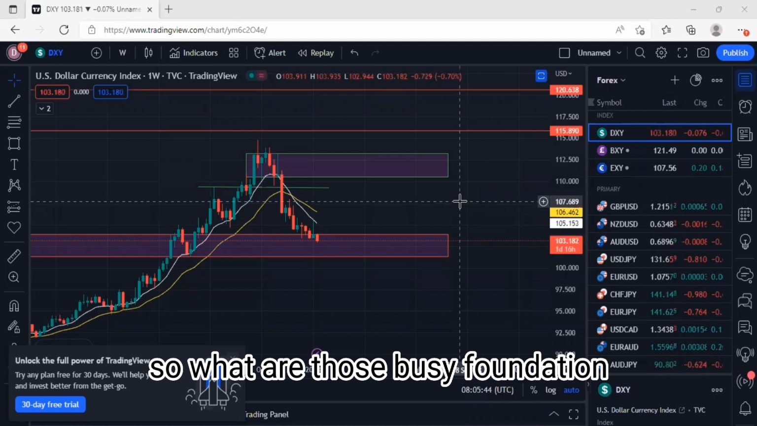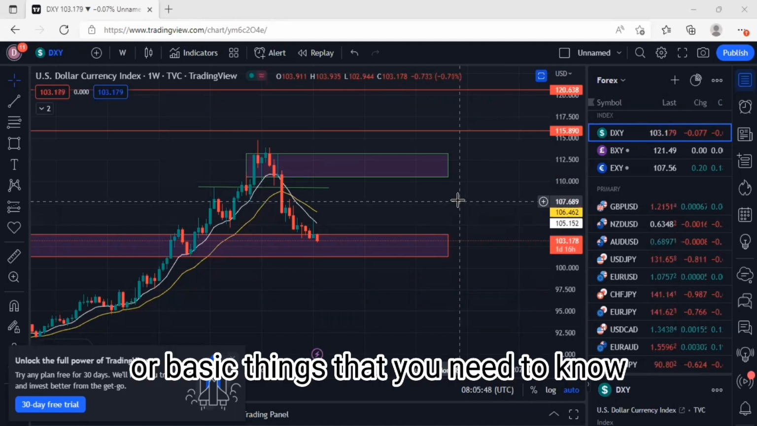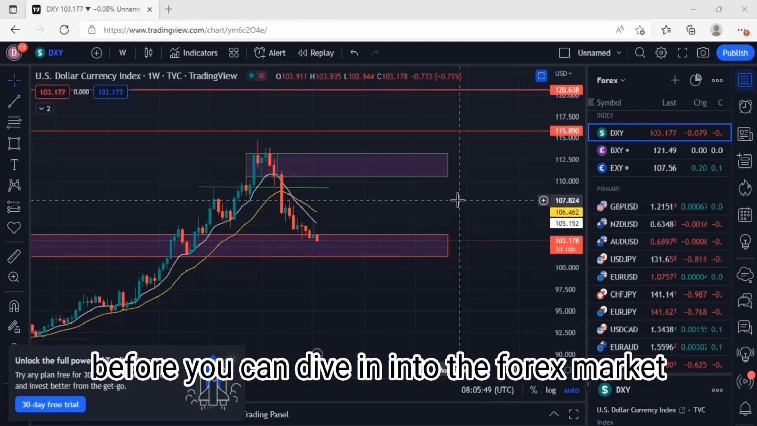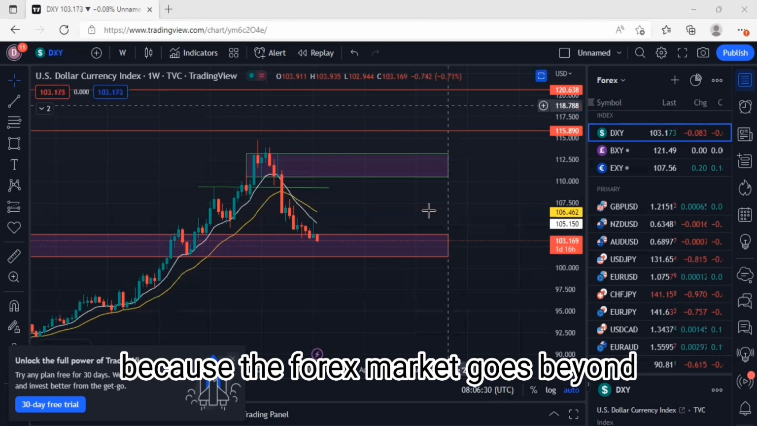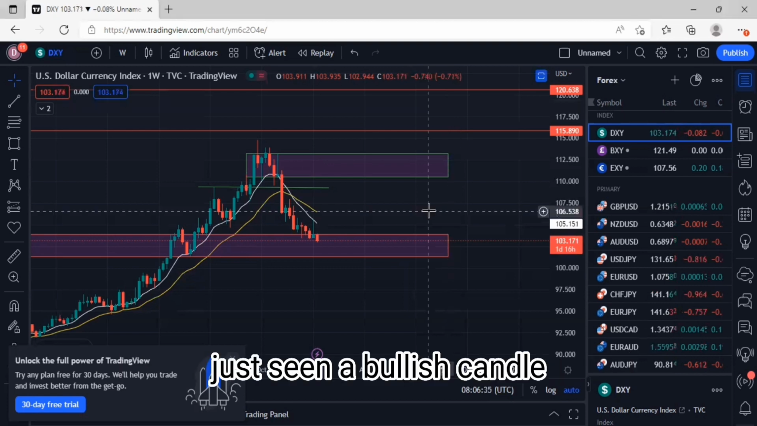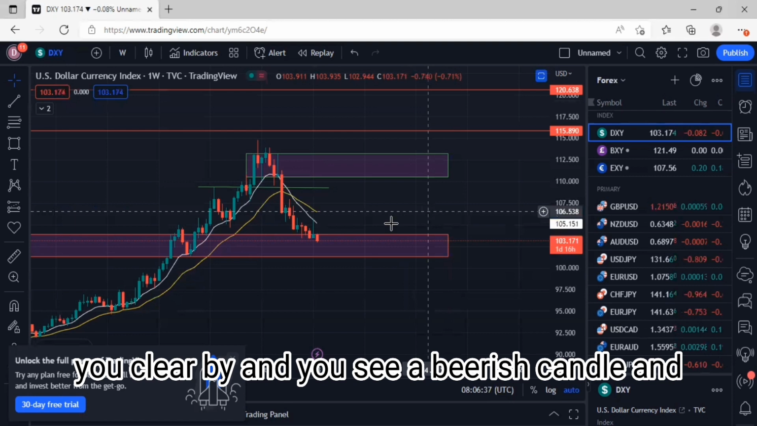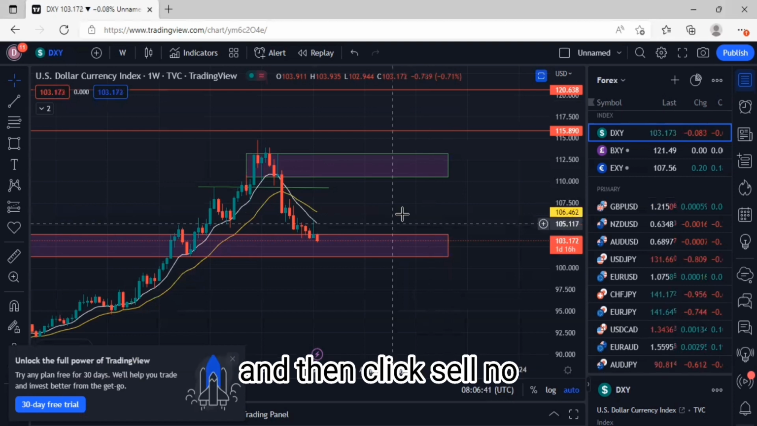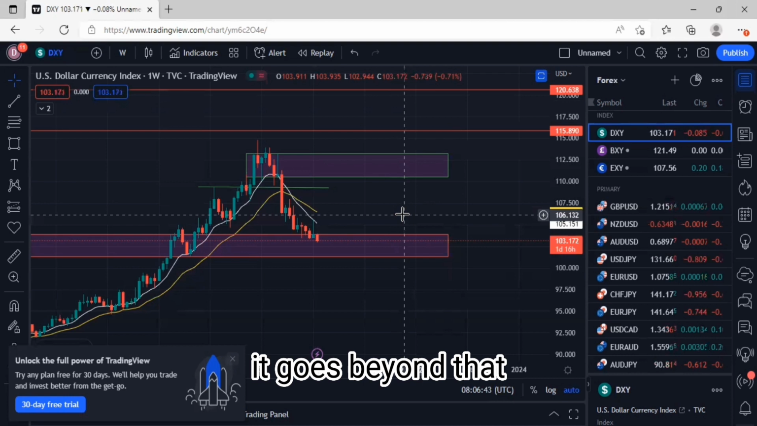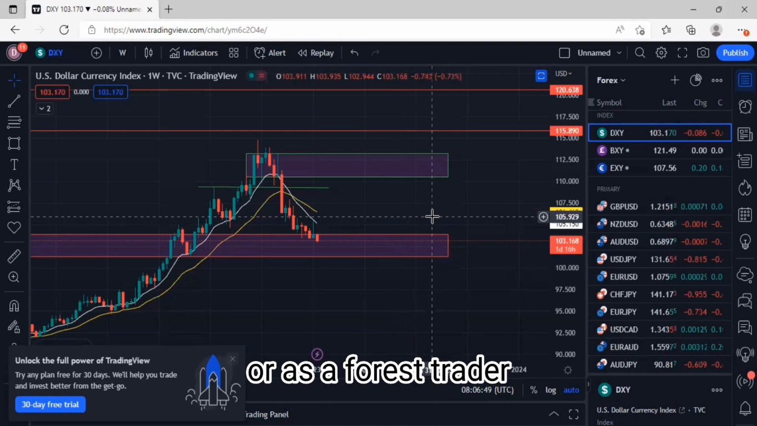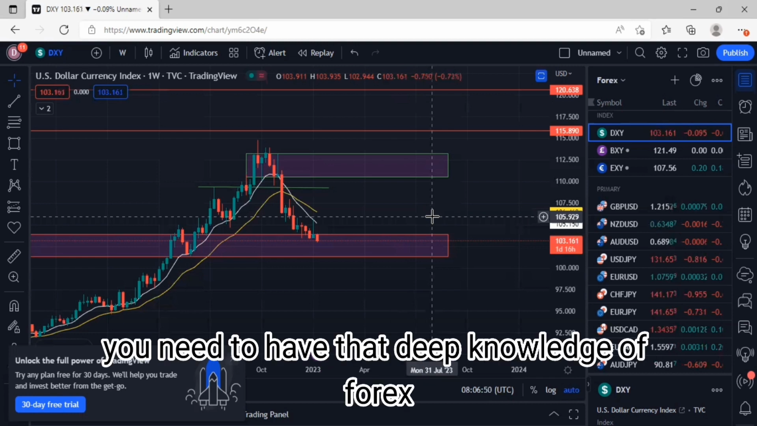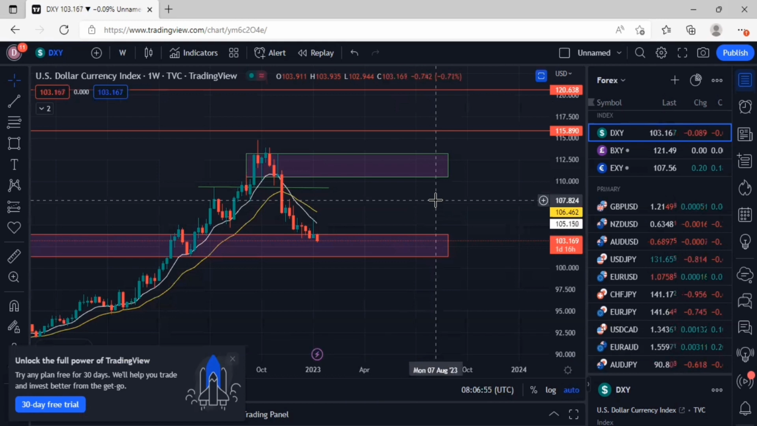Yes. So what are those basic foundation or basic things that you need to know before you can dive into the Forex market and be profitable? Because the Forex market goes beyond just seeing a bullish candle, you click buy, and you see a bearish candle and then click sell. No, it goes beyond that. So if you want to be successful in Forex market or as a Forex trader, you need to have that deep knowledge of Forex market analysis.